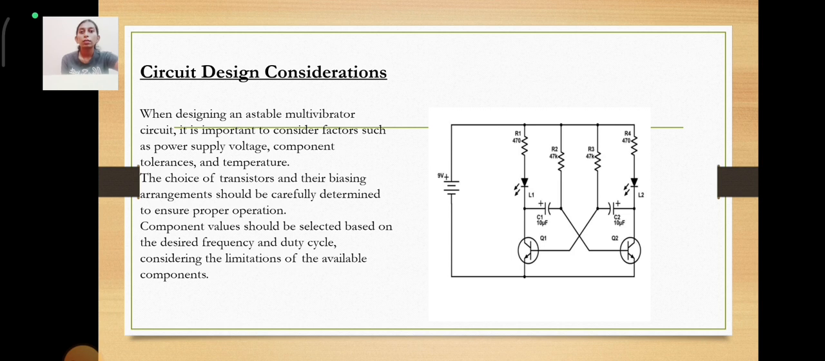Circuit design considerations. While designing an astable multivibrator circuit, it is important to consider factors such as power supply voltage, component tolerance, and temperature. The choice of transistors and their biasing arrangement should be carefully determined to ensure proper operation. Component values should be selected based on the desired frequency and duty cycle, considering the limitations of the available components.